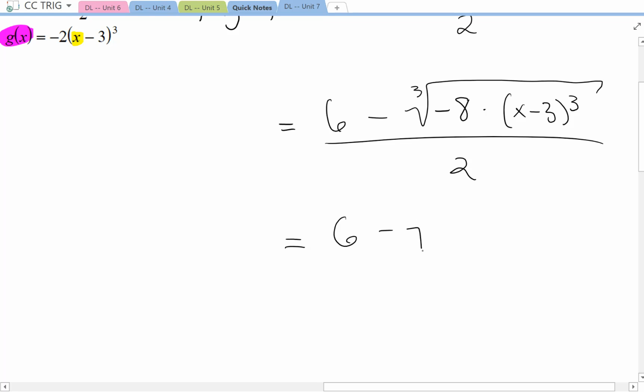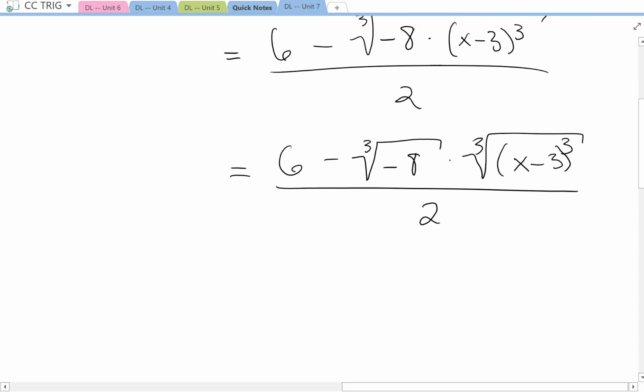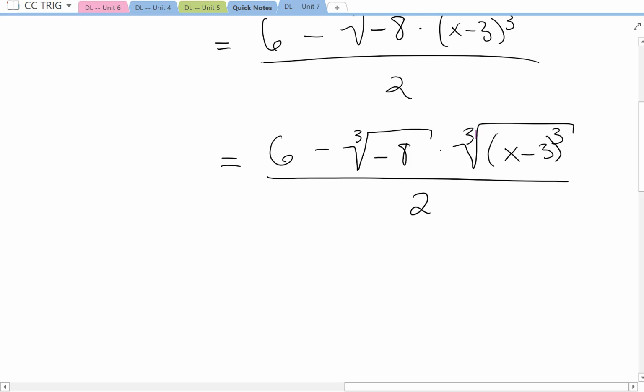Anyway, so I'm going to separate the cube root to be the cube root of negative 8 times the cube root of this quantity cubed, all over 2. Yes, now we can cross off these 3's because everything that's inside of this cube root is being cubed. Now we can't cross off any 3's, but we can evaluate the cube root of negative 8. What is the cube root of negative 8? That is negative 2. Negative 2 times negative 2 times negative 2 is negative 8.